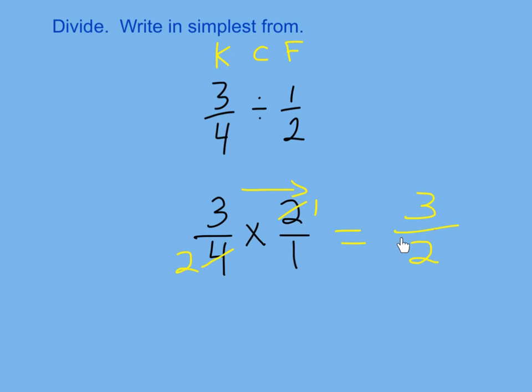And I have an improper fraction here because my numerator is bigger than my denominator. So remember, I want to simplify this, so I want to put that as a mixed number. To do that, I'm going to divide it out just like I did when I was multiplying fractions. And so from there, I get 1 whole and 1/2 as my mixed number.